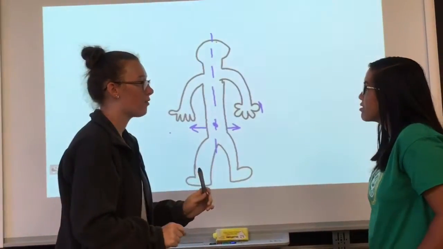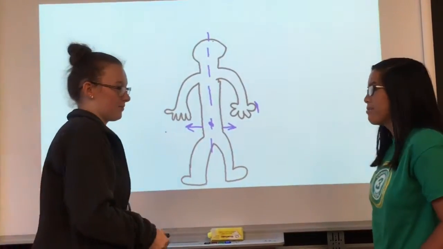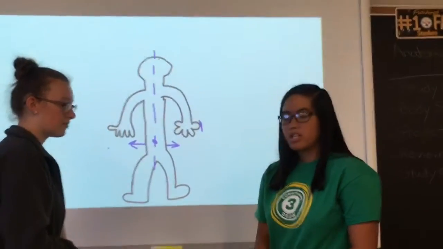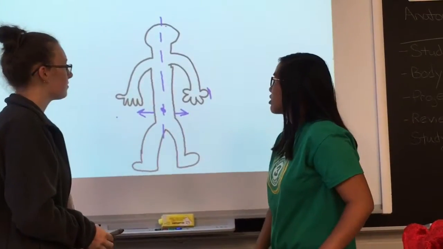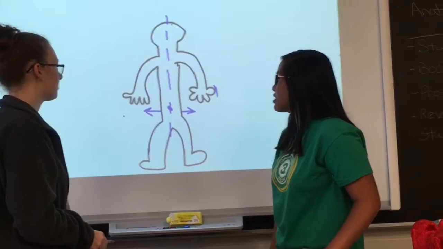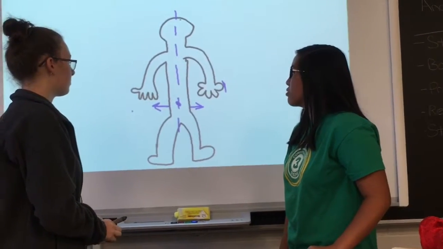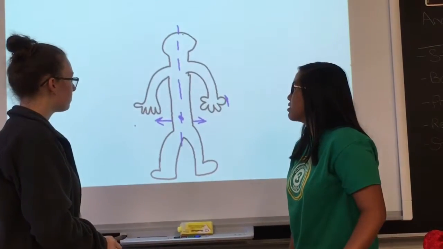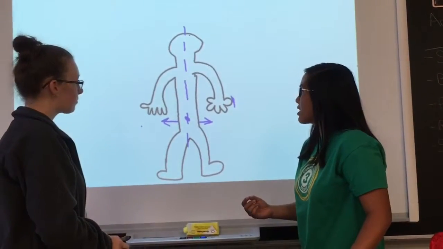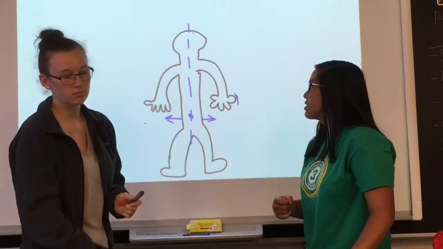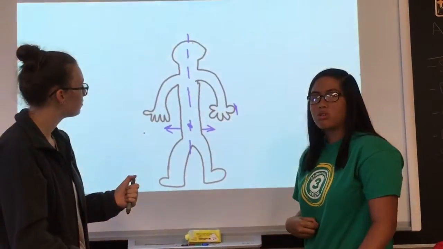Would you like to go over distal and proximal? Yep. So proximal and distal refer only to the arms and legs. So proximal means towards the origin of the body part. So the wrist would be proximal to the fingers, and then opposite of that, distal would be like away from the origin of the body part. So an example of that is the elbow is distal to the shoulder.